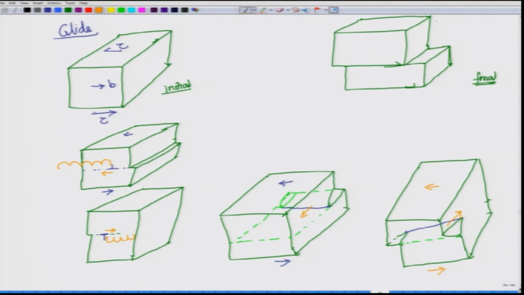Another important aspect is the direction of motion for the edge dislocation and the screw dislocation. Edge dislocation, you would see, moves in the direction of slip. So, it moves along the shear stress direction. On the other hand, the screw dislocation moves perpendicular to the Burgers vector, and the edge dislocation moves parallel to the Burgers vector. So, again the direction of motion of the dislocation is also different for different kinds of dislocation and for different signs of dislocation.